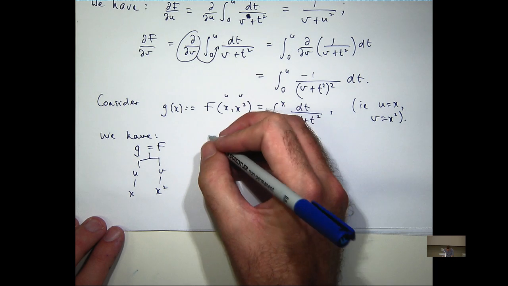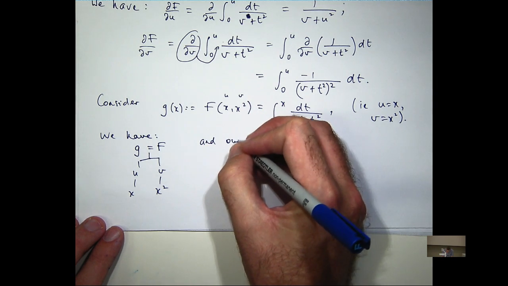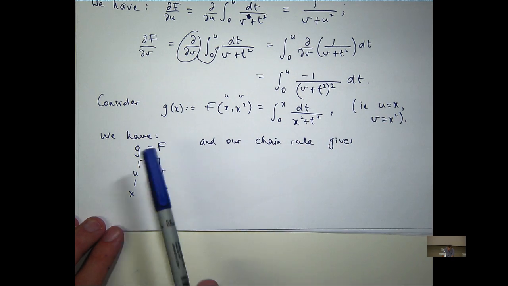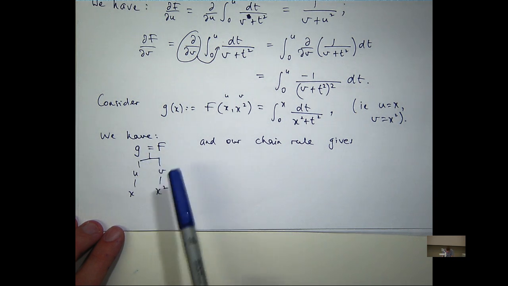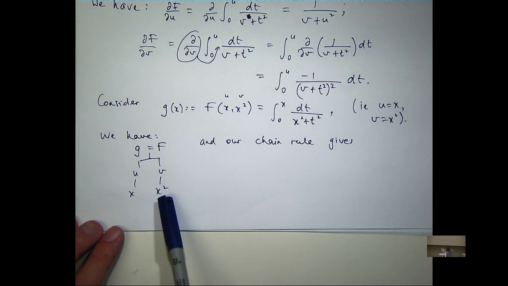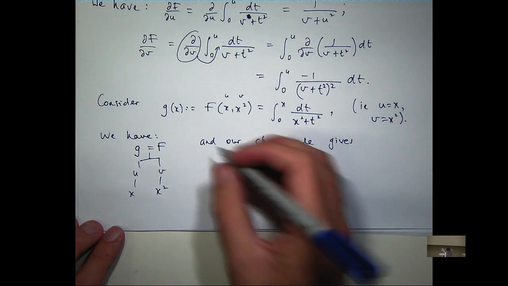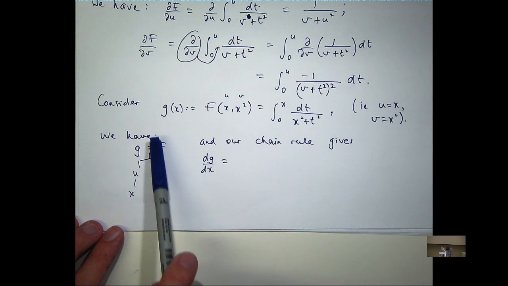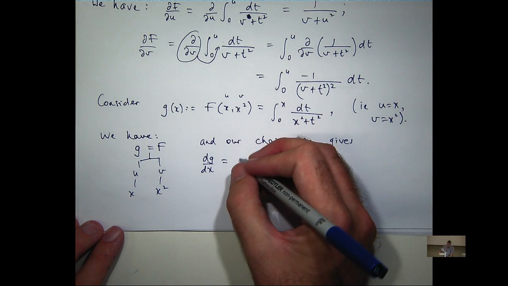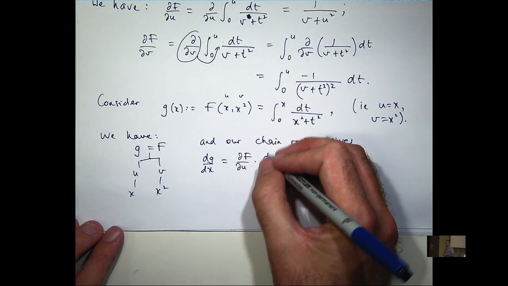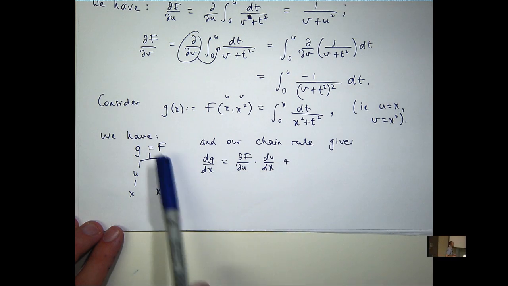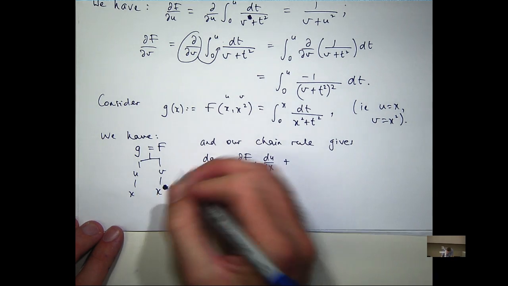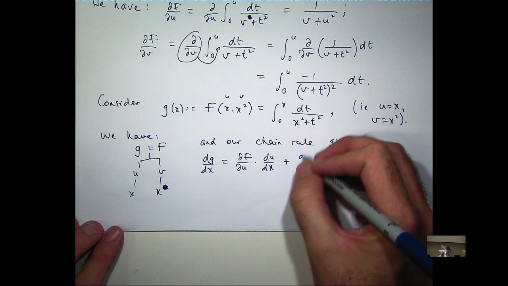So the chain rule gives the following. Well, we want to calculate dg dx, so we work out all the ways from the top to an x, and when we go from letter to letter, we form a derivative. Okay, so it's going to be df du times du dx, plus the other branch, df dv times dv dx. Oh, sorry, that should be an x, not an x squared.